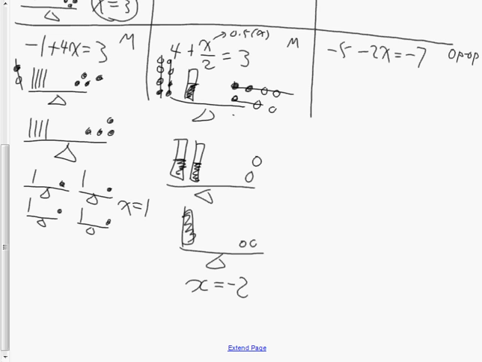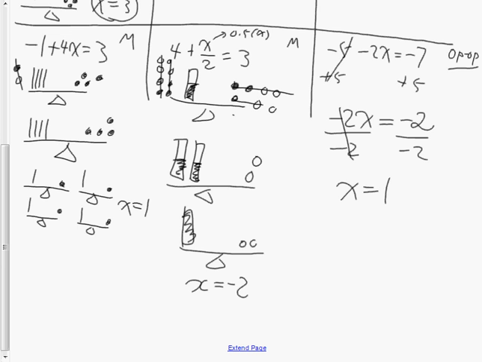And in the last one, it says just use opposite operation. So this is my constant. I'm going to add 5 to both sides to get rid of the constant by using opposite operation. I have negative 2x equals negative 2. Divide both sides by not positive 2, but negative 2. And I get x equals positive 1.